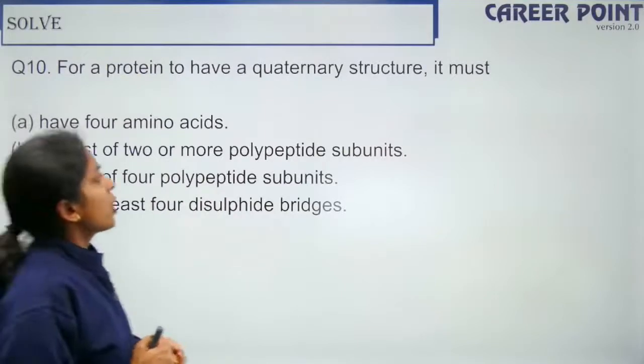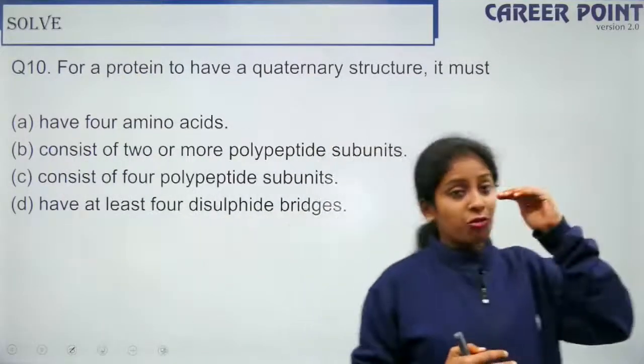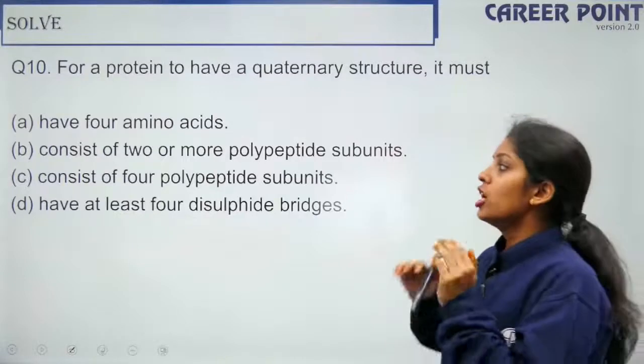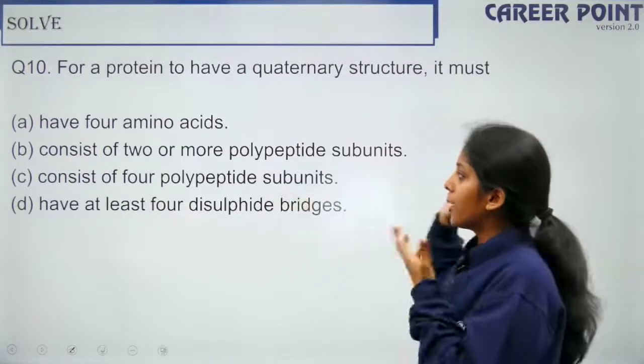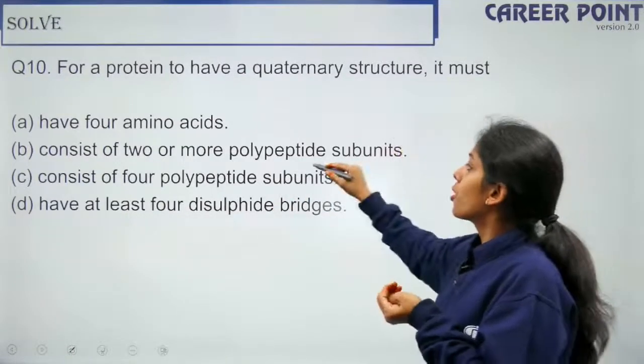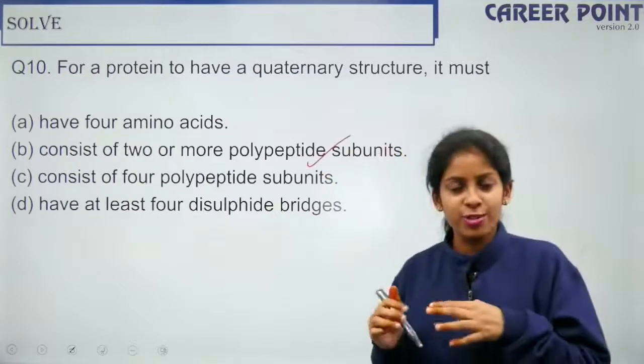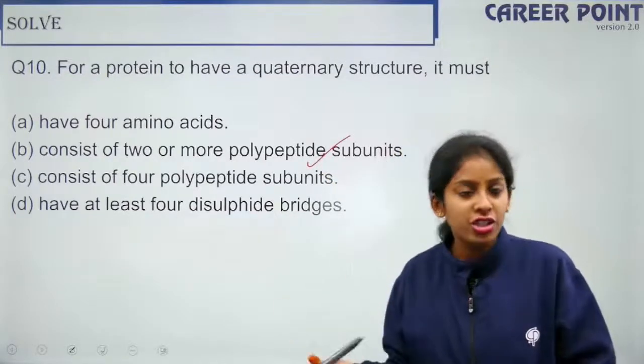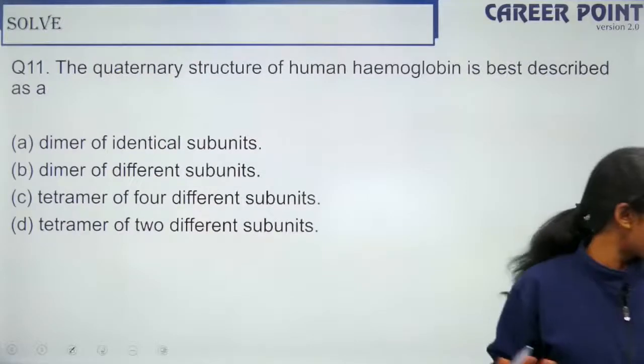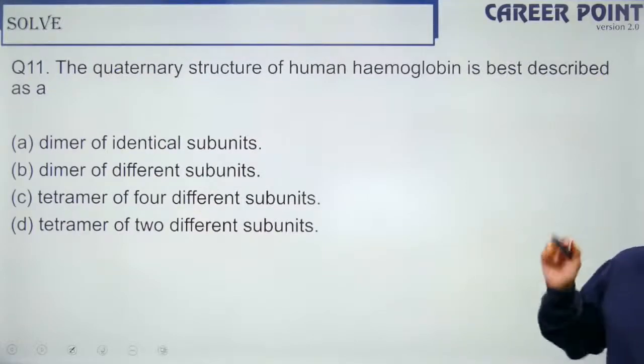Okay, so we go to question 10. For a protein to have a quaternary structure, that is the fourth level of the protein structure, it should consist of 2 or more polypeptide subunits, right? So it should have many subunits of the tertiary structure to become the quaternary one. So am I right? Yeah.